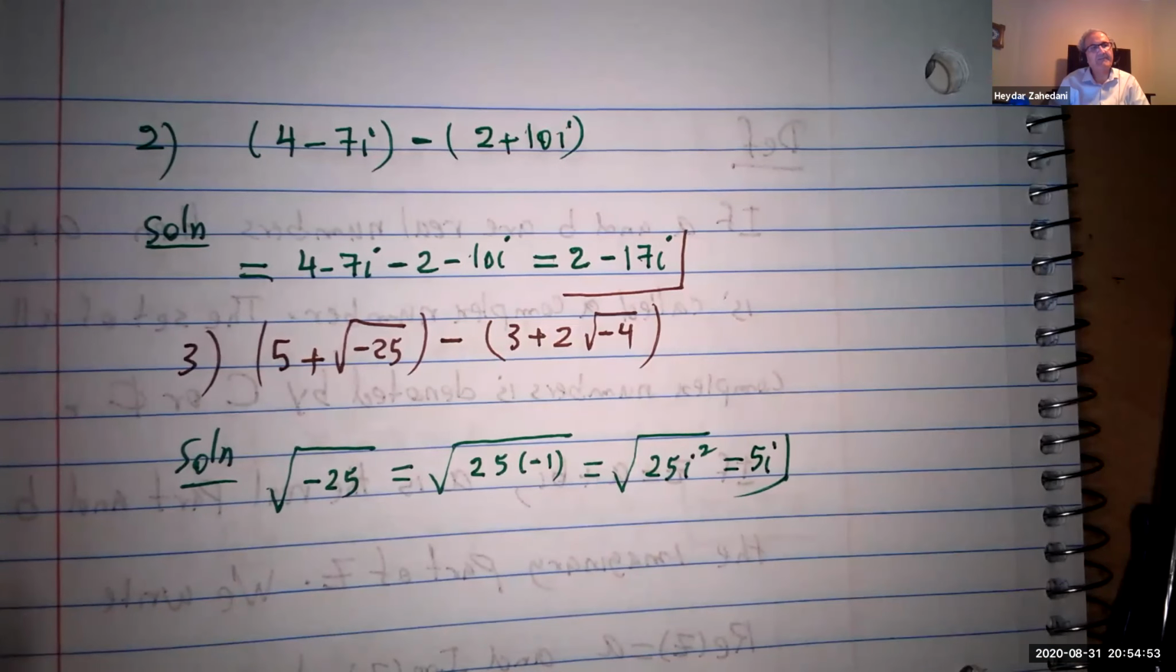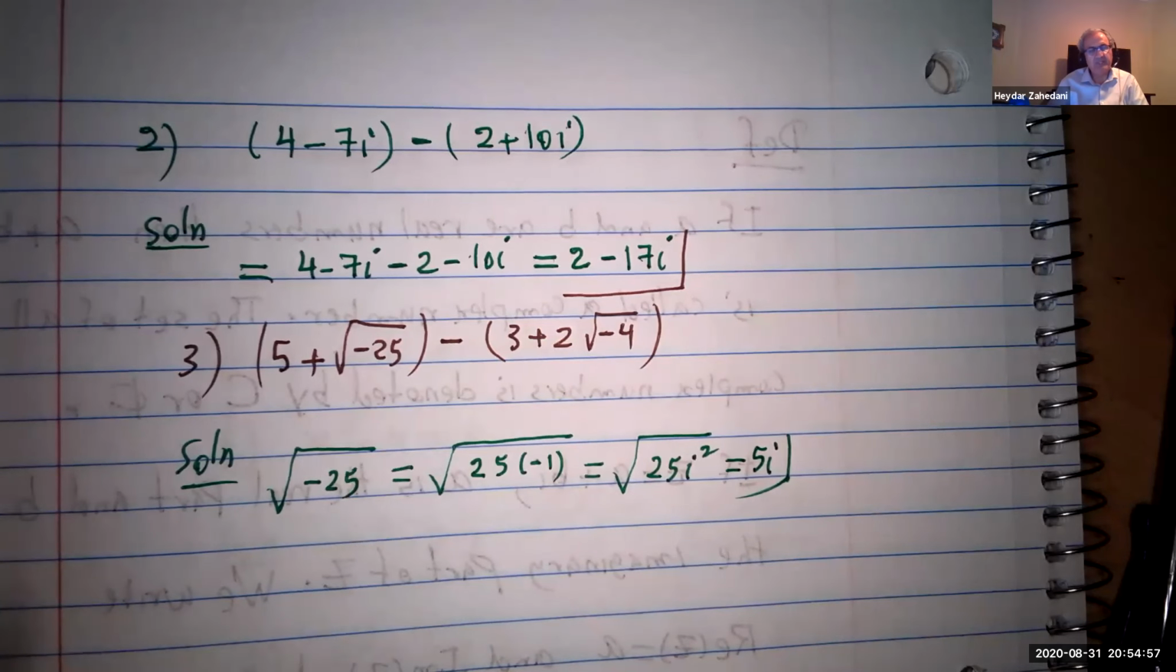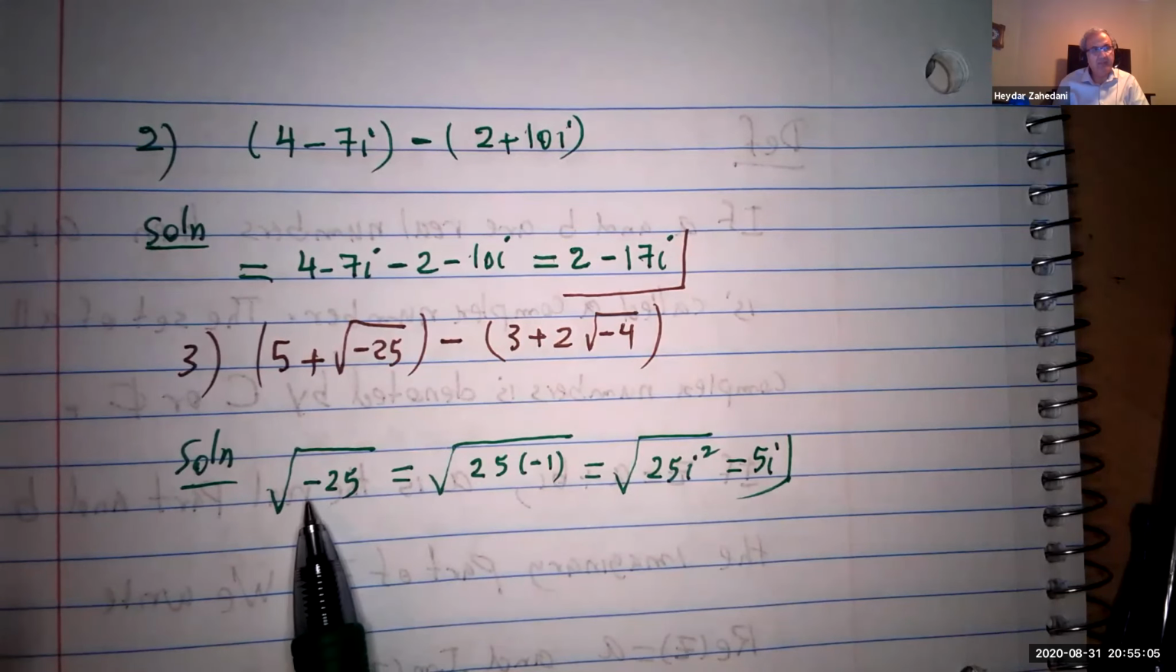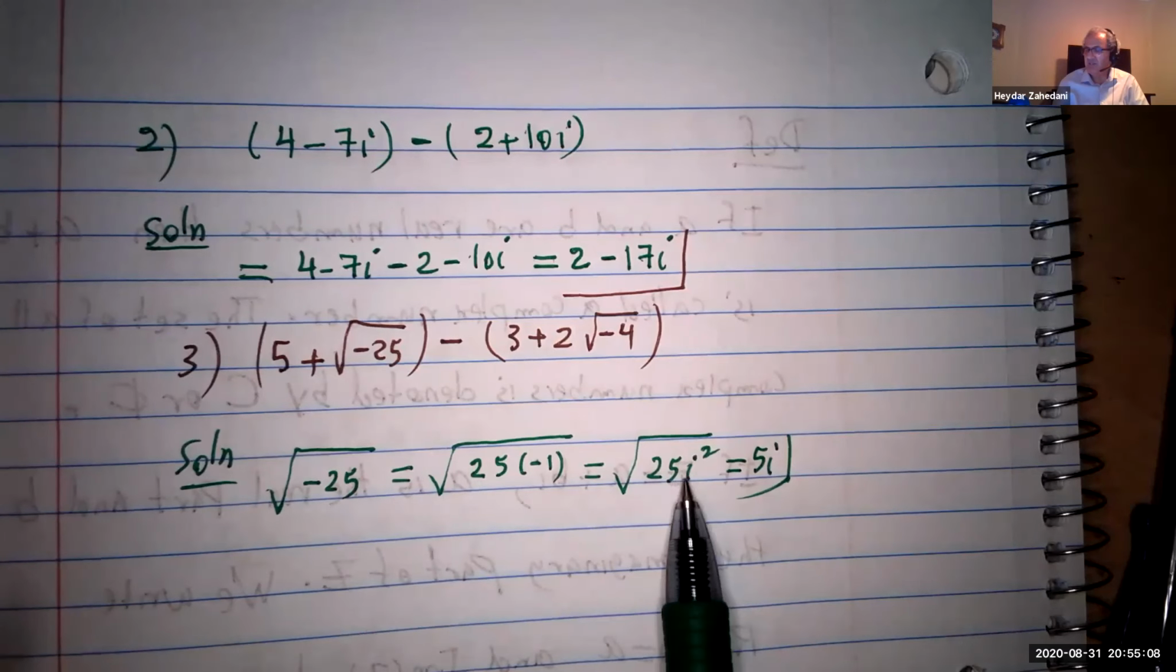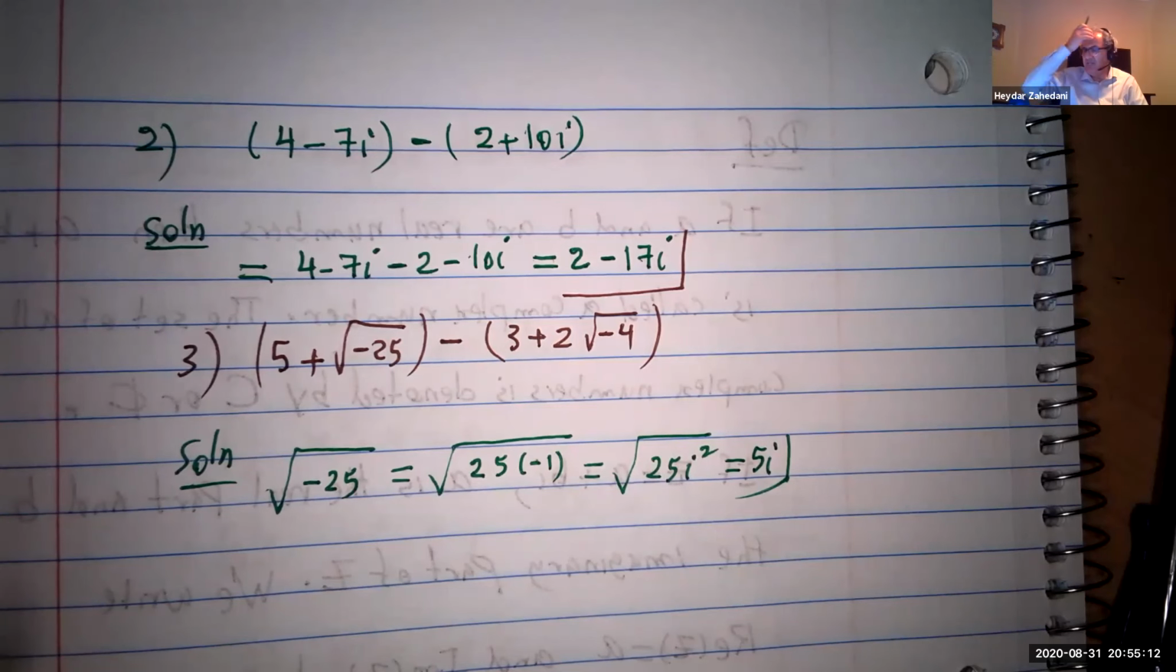Any question? Automatically, you can do it right away. I just explained the first one. For the other one, we do it briefly. So the radical negative 25: we remove this negative and replace it by i squared, because i squared is a negative 1. Then you have radical 25i squared, which is going to be 5i.